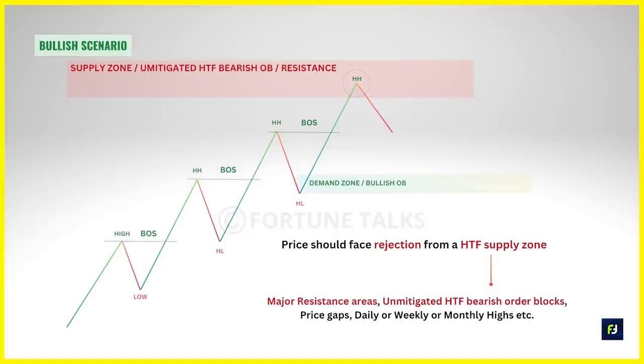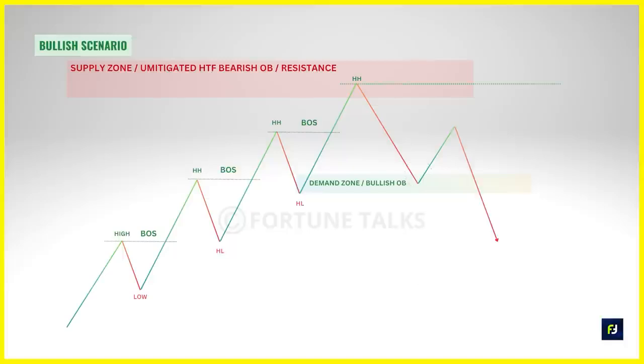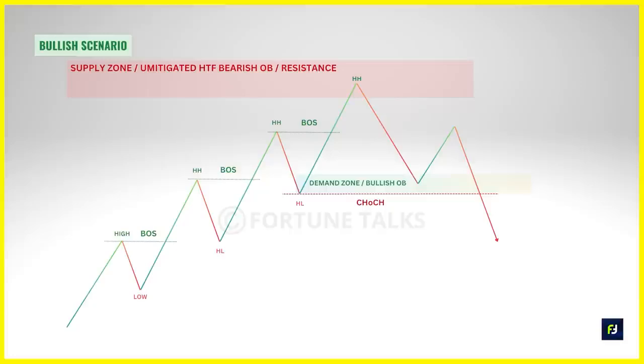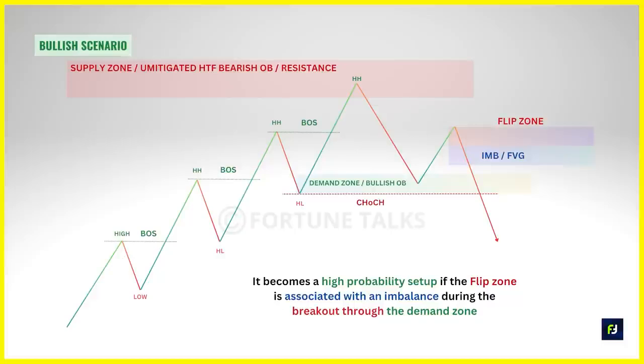Now, after encountering resistance at the supply zone and declining, the price should retest the last formed demand zone and then move upwards, showing a rejection from this demand zone. But the crucial thing to make sure is that the price should not establish a new higher high, but instead the price should break through the previously tested demand zone. This break of the demand zone forms a new supply zone, which is referred to as a flip zone. This flip zone is marked on the basis of an imbalance formed while breaking through the demand zone. We will talk about how to mark a flip zone in a short while.